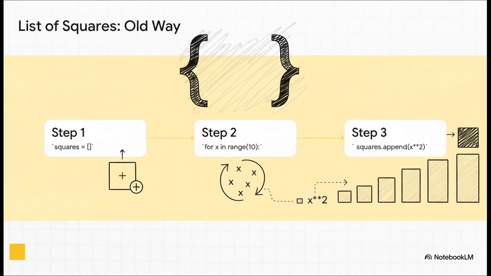Okay, here's a classic task. Create a list of square numbers. The standard way, right, is to initialize an empty list, loop through your numbers, and then append the result one by one. And look, it works perfectly fine, but it takes up 3 whole lines of code.